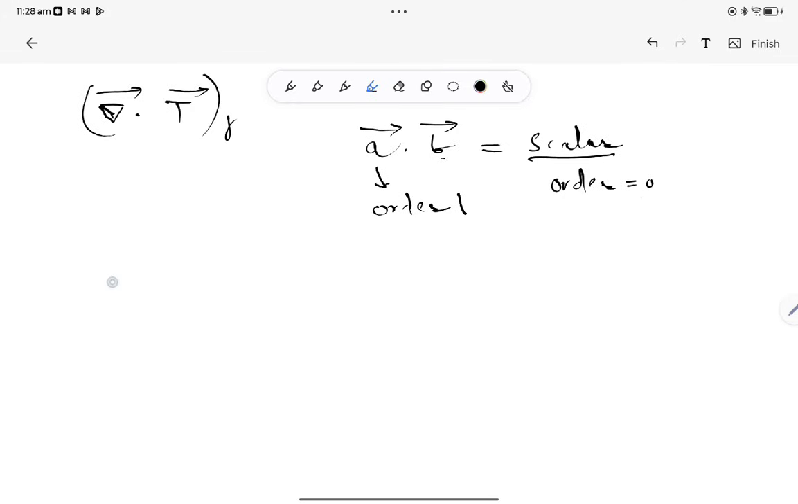We don't need it much. Anyhow, what about this? How do we look at this? In the same manner in which you look at the dot product between these two.